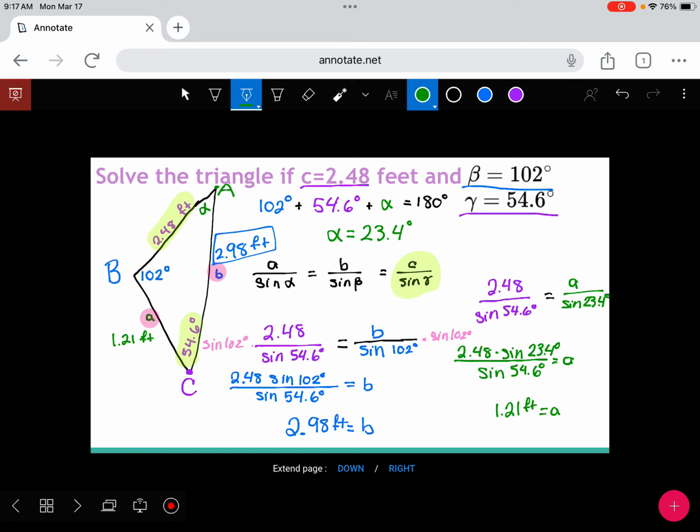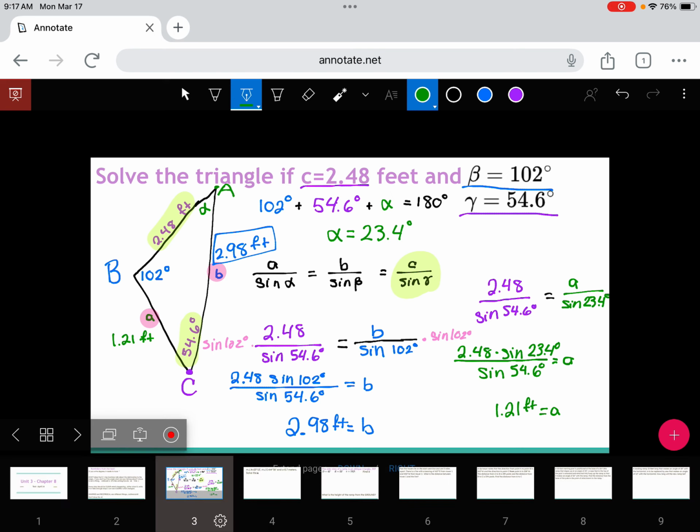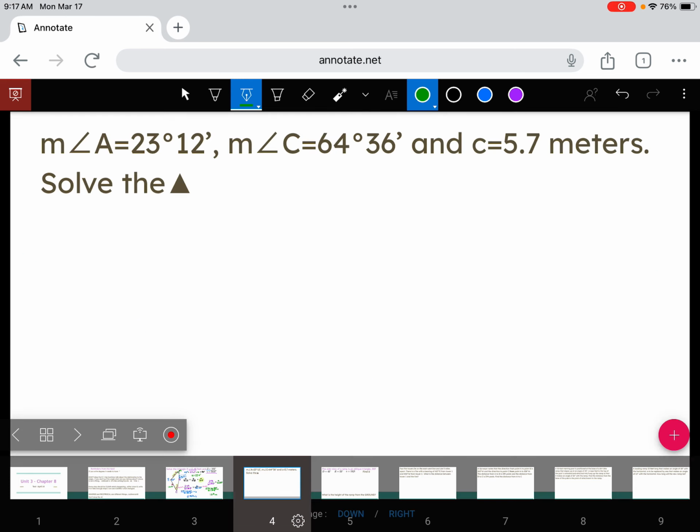Okay. Questions on this one? Okay. So here we're being given a triangle. It's just writing it in a very slightly different way, y'all. It's just a little bit more simple. M angle A, that just means the measurement of angle A. Angle A is also known as alpha.